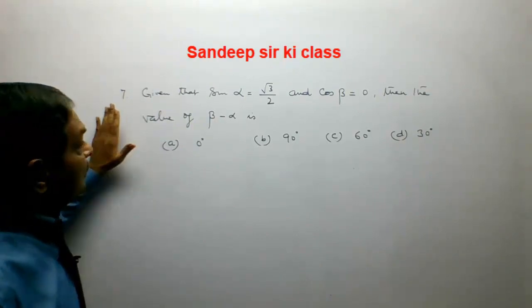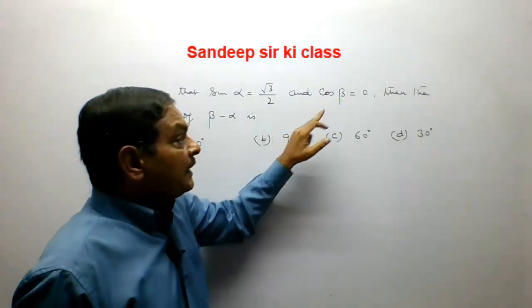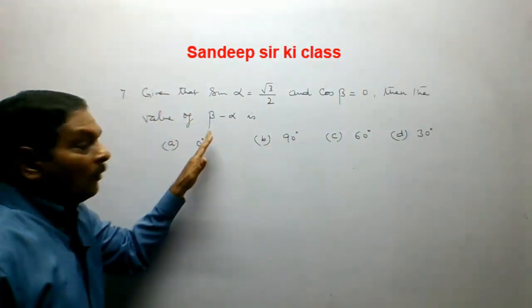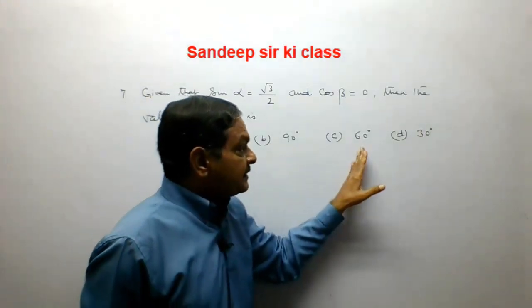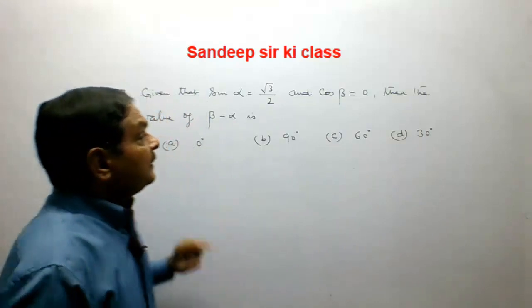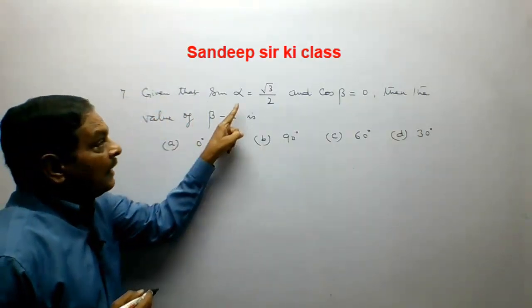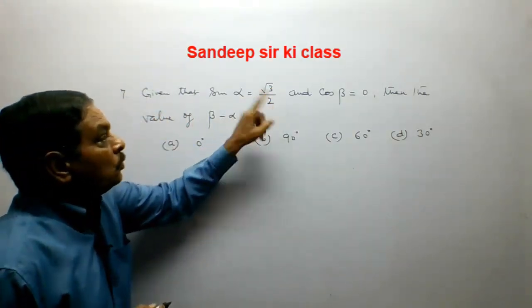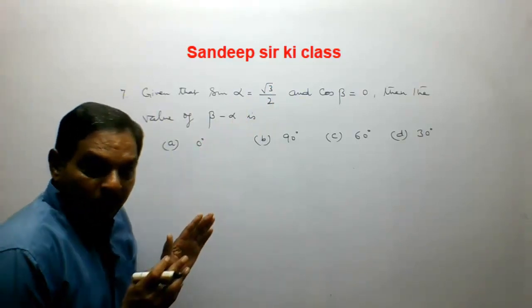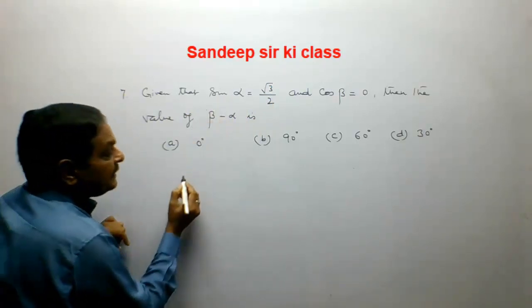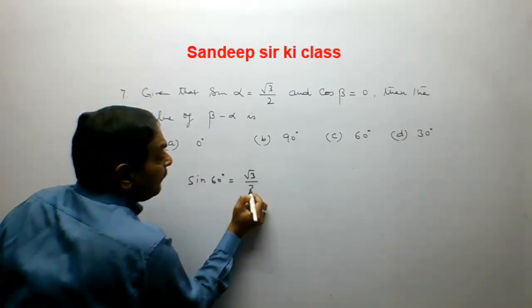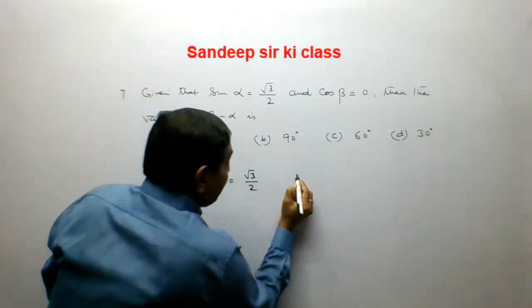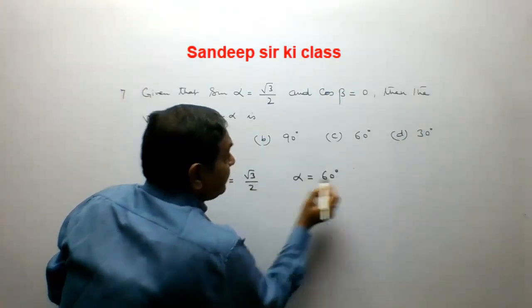Question number 7. Given that sine alpha is equal to under root 3 upon 2 and cos beta is equal to 0, then the value of beta minus alpha is. Options are 0 degree, 90 degree, 60 degree or 30 degree. See, we have been given sine alpha is equal to under root 3 upon 2. Taking alpha as acute angle, we know that sine 60 degree is equal to under root 3 upon 2. This gives us that alpha is equal to 60 degree.